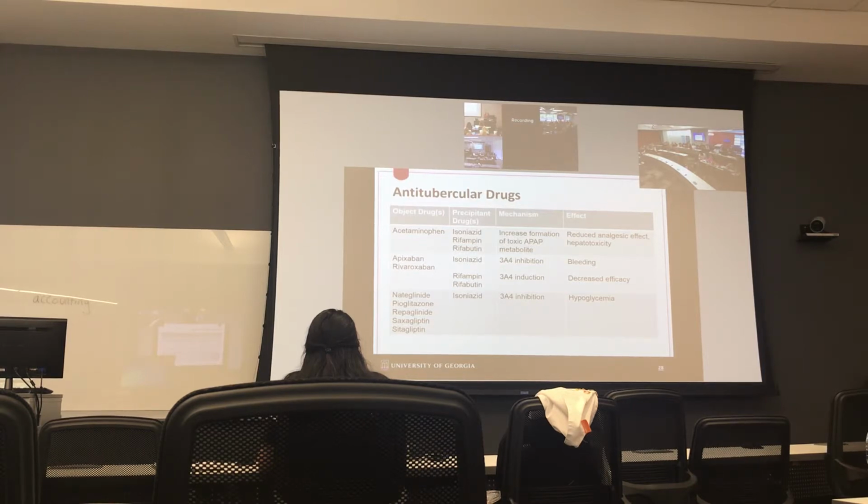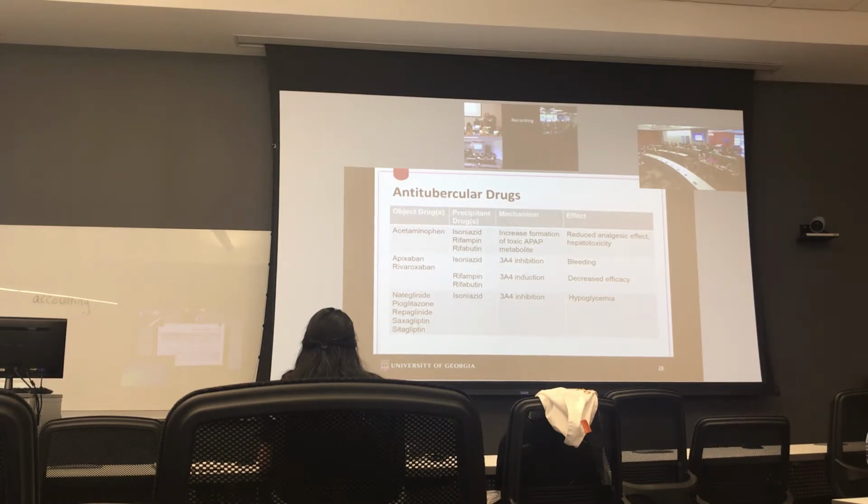So with our interaction with apixaban and rivaroxaban, isoniazid is an inhibitor, so it will result in increased anticoagulant concentrations and bleeding. But rifampin and rifabutin are inducers, so they'll result in decreased efficacy. So it's recommended to avoid apixaban and rivaroxaban with rifampin or rifabutin. You should not use this combination together. If a patient required rifampin for treatment of tuberculosis, and they were also on apixaban, for example, we would stop the apixaban and change to warfarin for that time period.